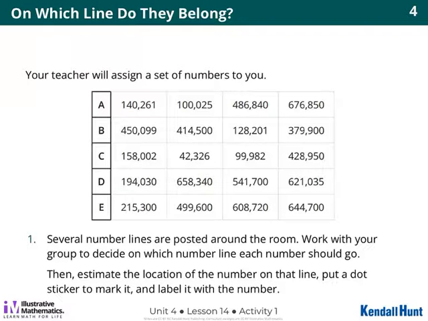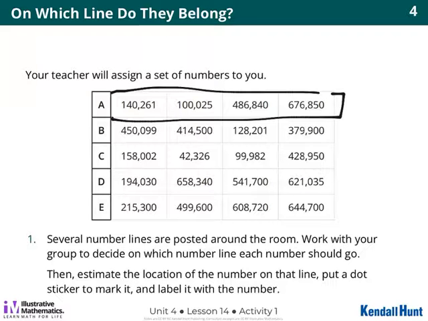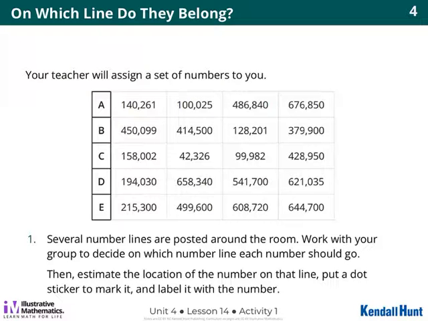All right. So, do you guys see how there are rows of numbers? Yes. Okay. So, I am going to assign you a row of numbers. And they go across. A row goes across. Do you guys see that? Okay. So A, B, C, D, or E. There are 7 number lines.